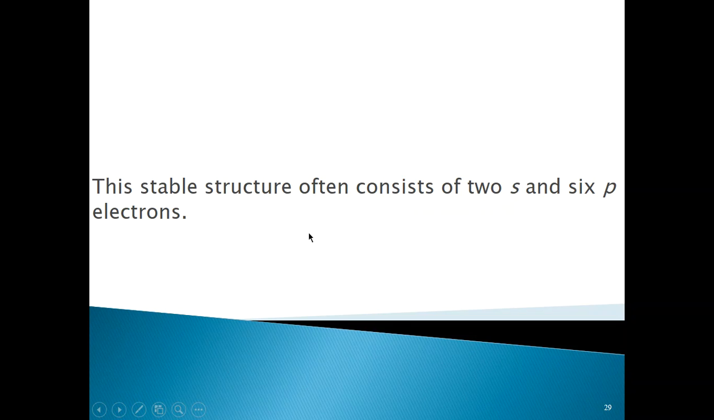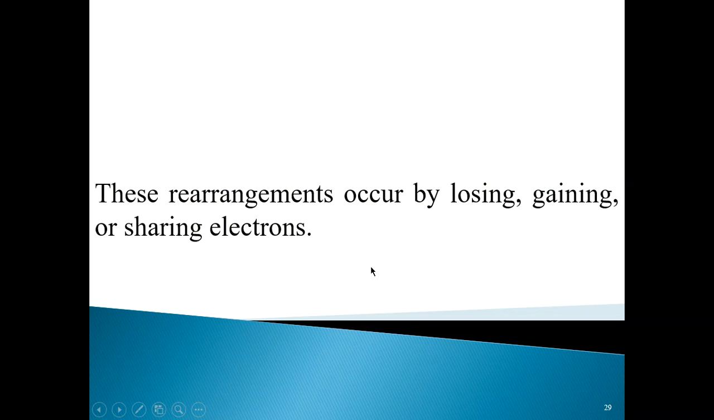Now, this structure very often consists of 2 s electrons and 6 p electrons in the outermost shell, right? And we end up with this arrangement by either losing, gaining, or sharing electrons. The losing and gaining will take place in the formation of ionic compounds. The sharing of electrons will occur in the formation of covalent compounds, which would be the subject of the next video.